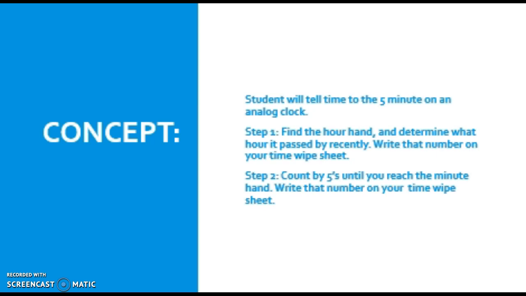So I chose telling time. I said that students will tell time to the 5 minutes on an analog clock. The first step would be finding the hour hand and determining what hour it passed by recently and writing that number on your time wipe sheet. The second step would be counting by fives until you reach the minute hand, and then writing that number on the time wipe sheet.